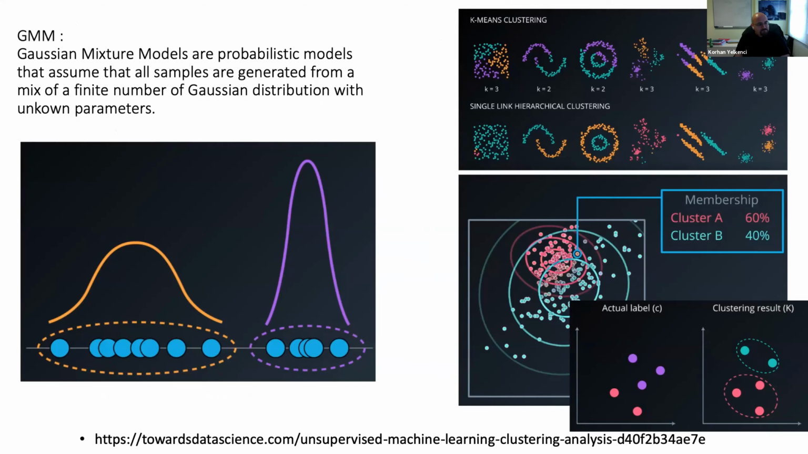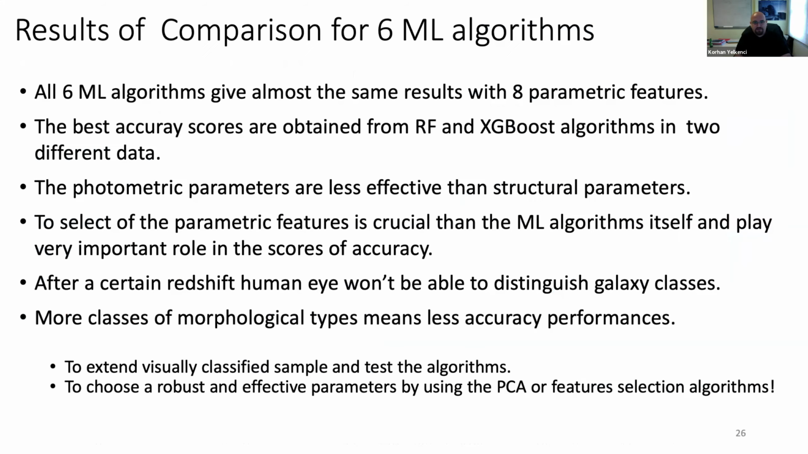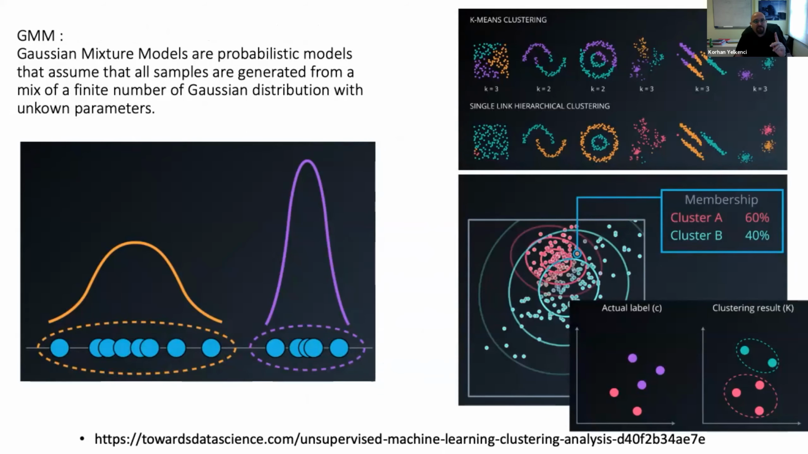And then, those were the supervised examples. Now I'm just going to try one unsupervised model, the Gaussian mixture model. It is a model where all samples are generated from a mix of a finite number of Gaussian distributions with unknown parameters.